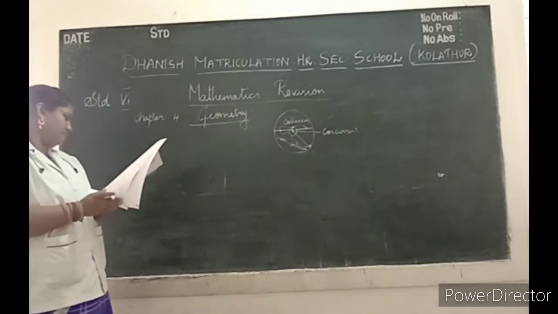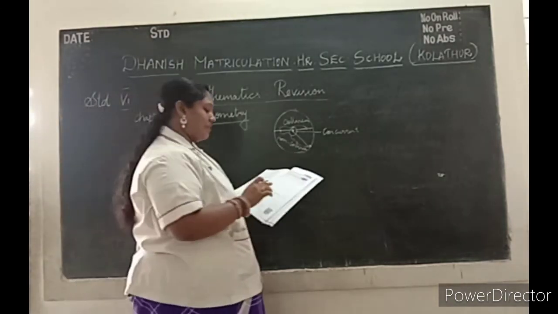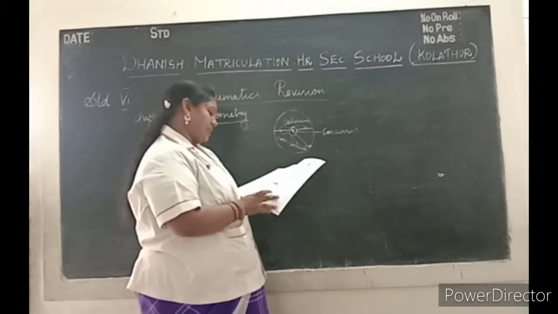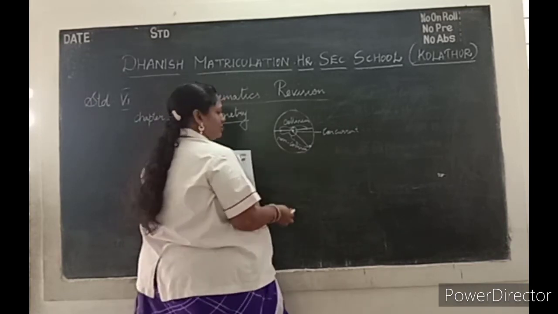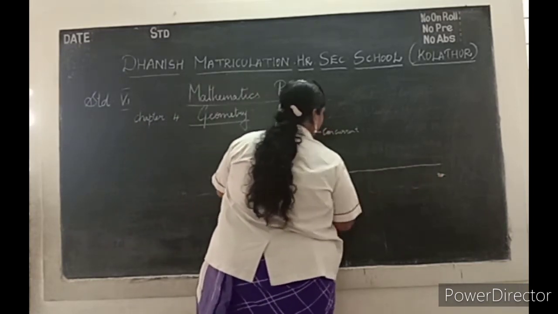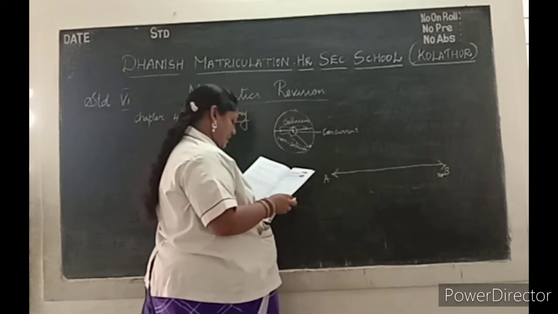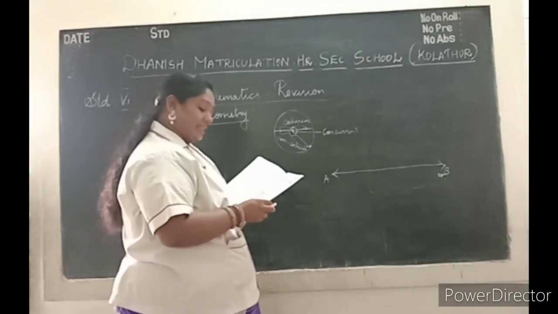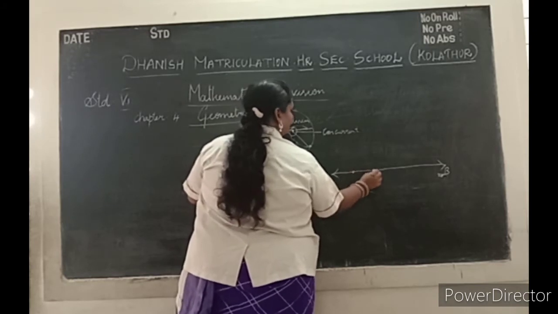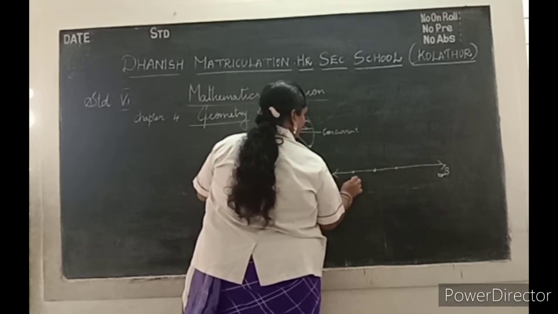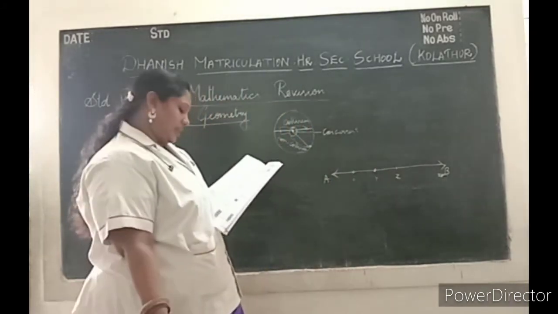This also I have asked you to see. Name this as A and B. What is asked? Draw any line and mark any three points that are collinear. That means three points, 1, 2, 3. You can name them X, Y, and Z. So these are the collinear points.